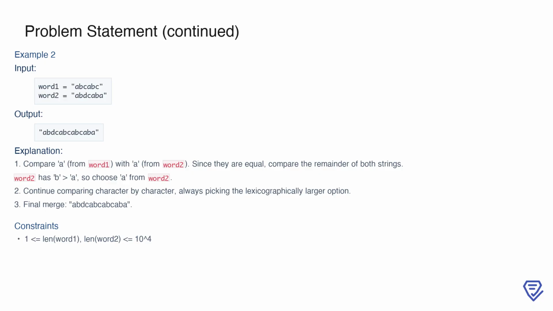We continue comparing character by character, always selecting the lexicographically larger option. By following this strategy, the final merge becomes abkabkabkaba. This example highlights the importance of comparing not just the current characters, but also the remaining substrings when necessary, to ensure the result is the largest possible merge.